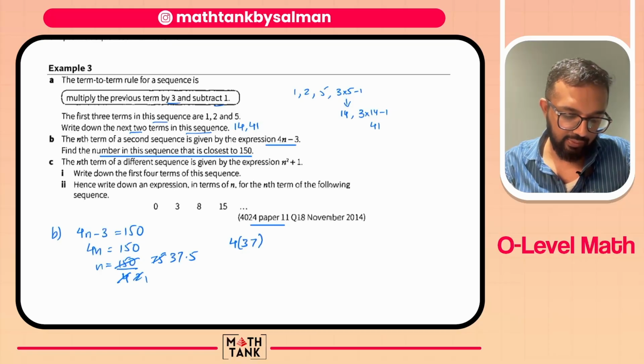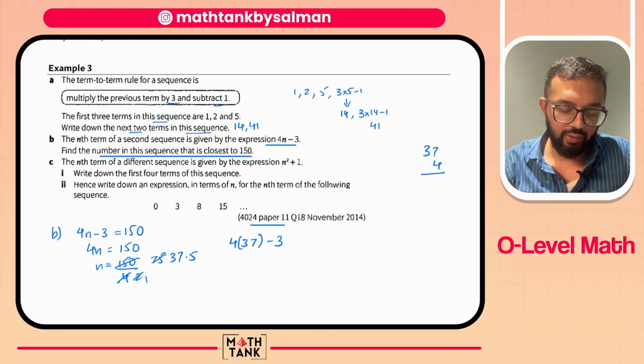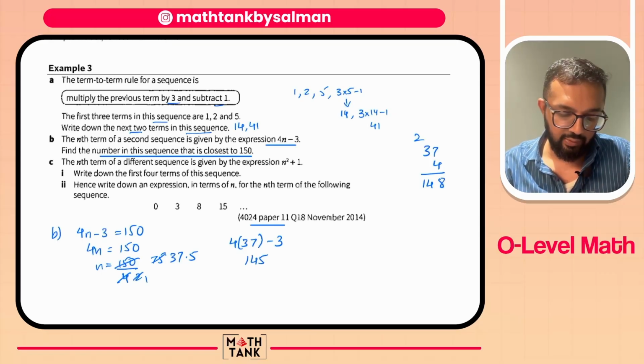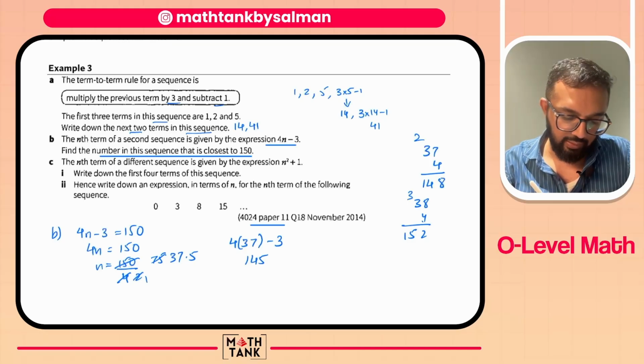Okay, let's find out what the 37th term is. What's 37 times 4? 4 times 7 is 28, 4 times 3 is 12, and 14, so that's 148, minus 3, that's 145. What about the 38th term? 4 times 8 is 32, 4 times 3 is 12, and 15, so that's 152. Oh, I missed out the 3 here. That was the real problem.